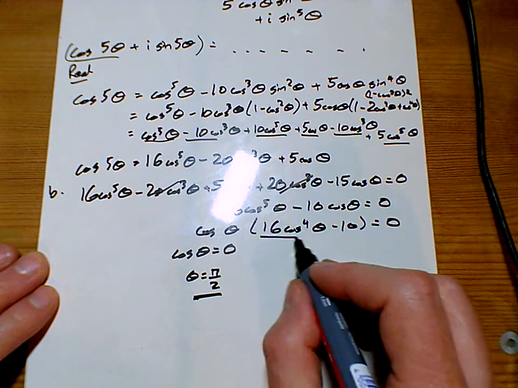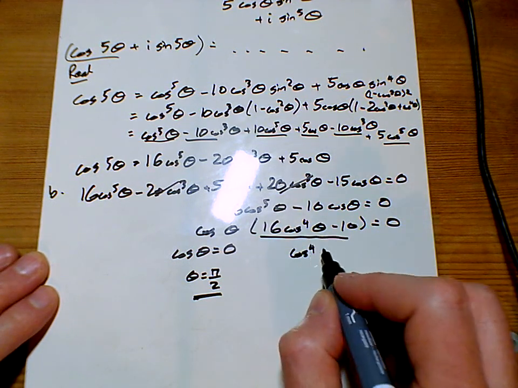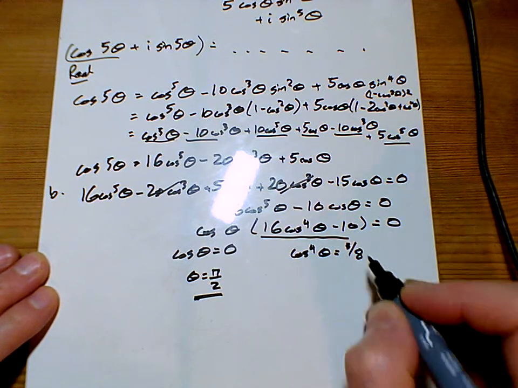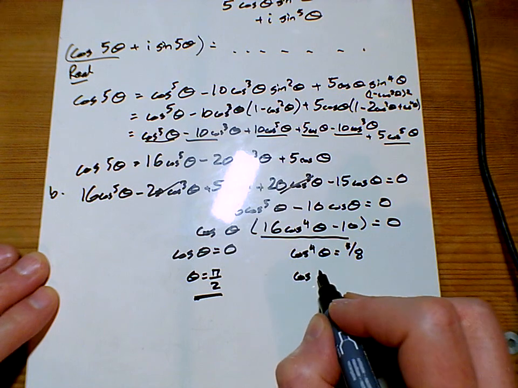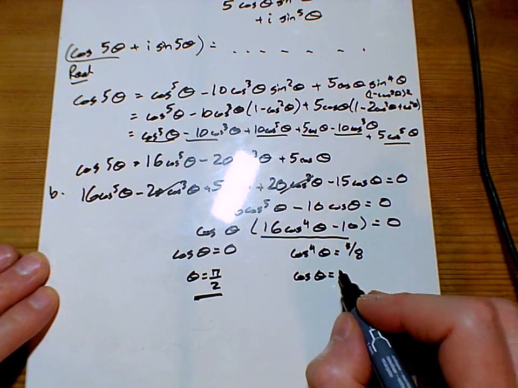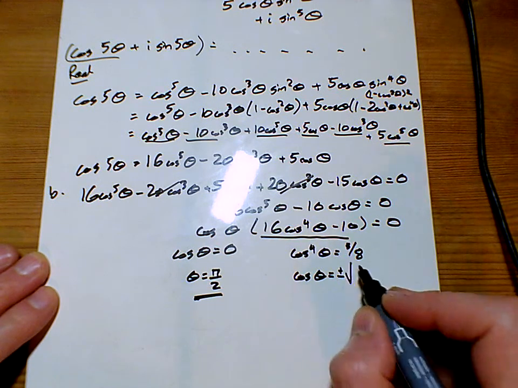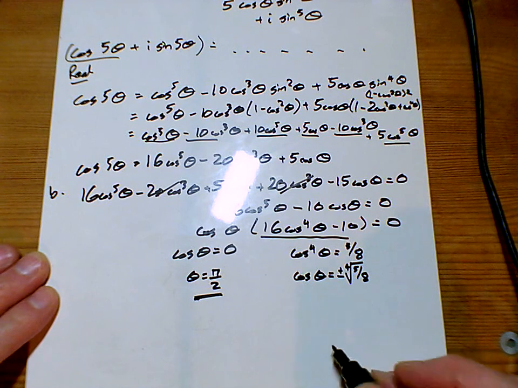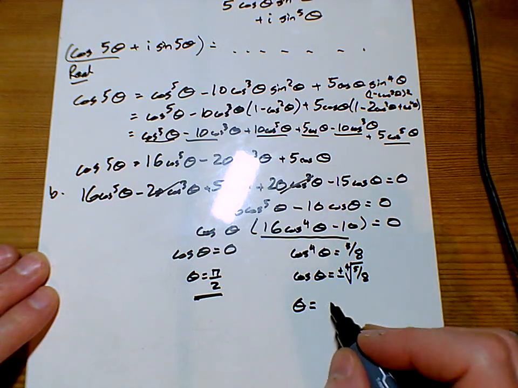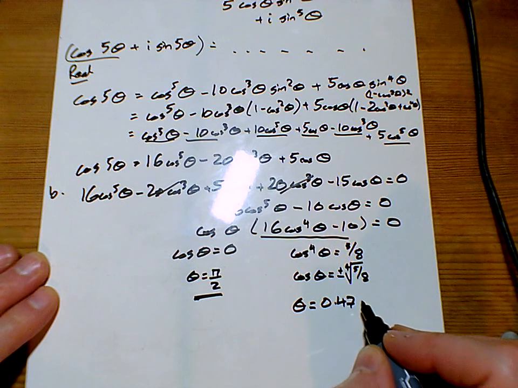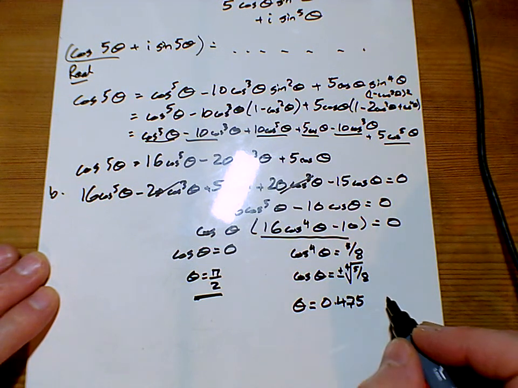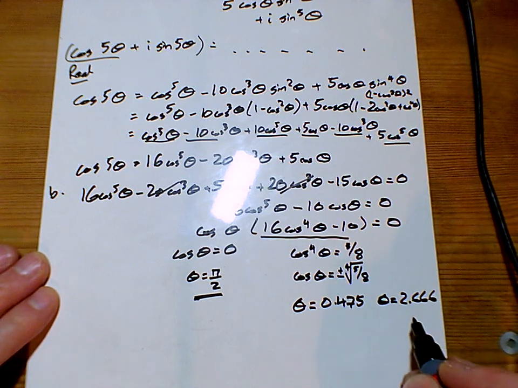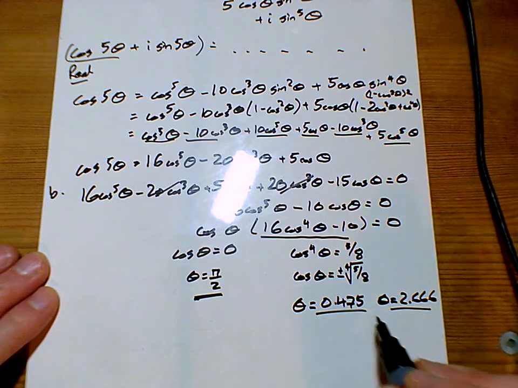And on this one here, we want this bit equals 0. So cos to the 4 theta equals 10 over 16 or 5 over 8. If we fourth root that, we'll get plus or minus the fourth root of 5 over 8. And if we inverse cos that, we're going to get 0.745, and for the other one, 2.666 to 3 decimal places, it asked.